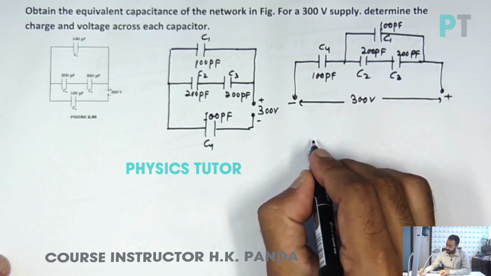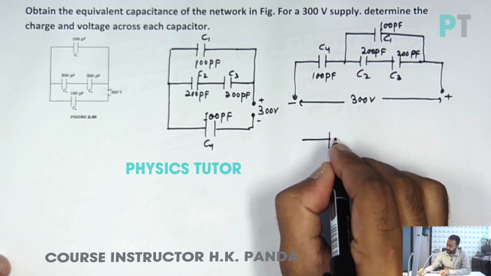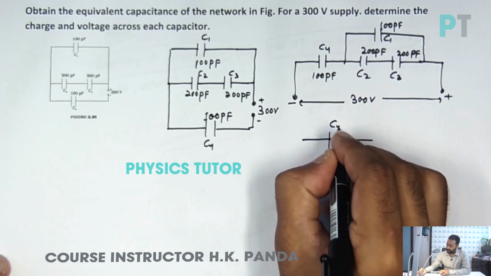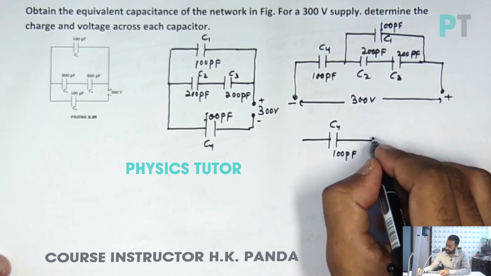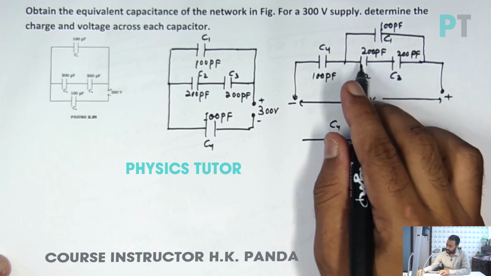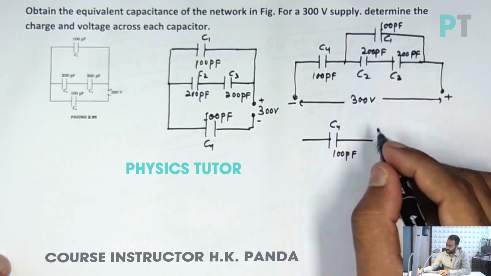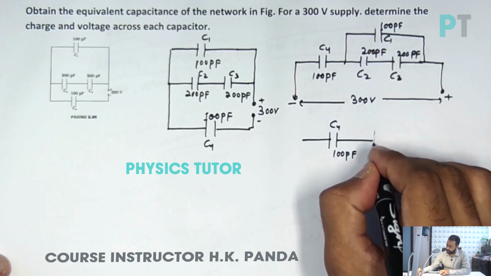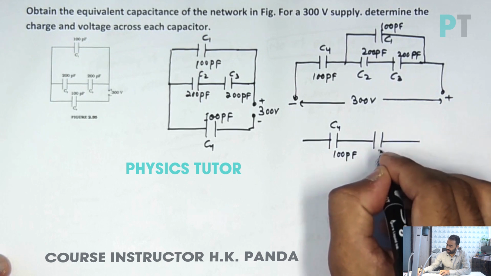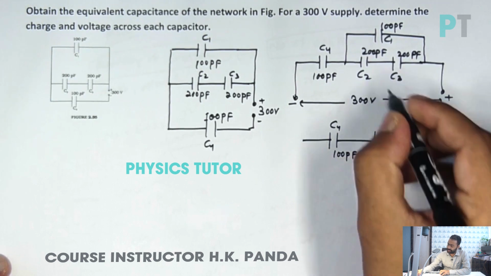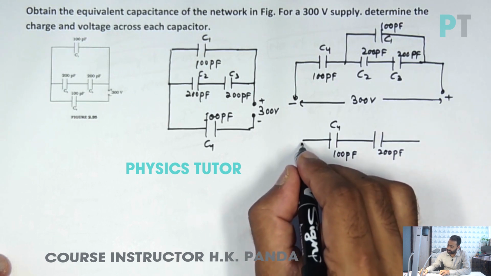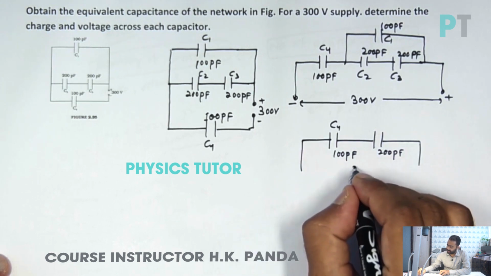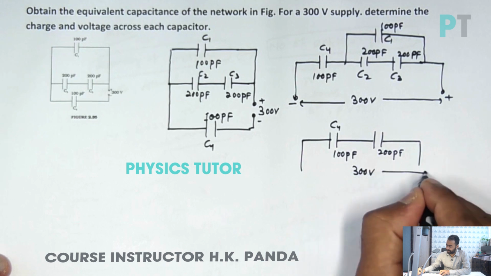So I can redraw the circuit by taking C4, which is 100 picofarad, and here this will be 200 picofarad because of the parallel combination. I can consider this as a single capacitor. So this will be connected across the 300 volt supply.